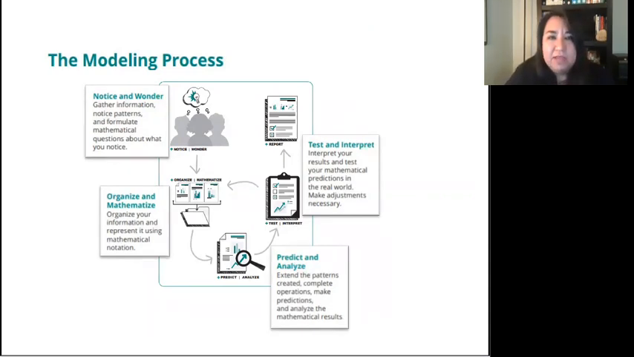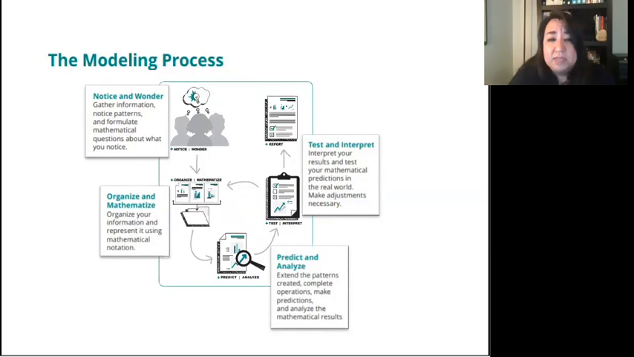This is where you're gathering information and noticing patterns, like what we did in the table of the cell phone users. We could see over time that the population was increasing, but not at a constant rate, at a much faster rate. So we're formulating mathematical questions about what we notice. Then we move into organizing and mathematizing. When we organize our information and represent it using different representations or notations, then we start to see some patterning happening. And maybe we're answering questions, or we're moving into predicting and analyzing now that we've organized our data.